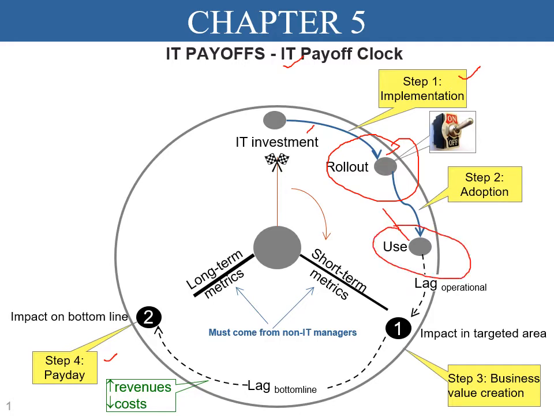So step 2 is IT adoption, meaning that the system begins to be used by the users. Users can be your customers or staff. This is the operation phase. Lag here means delay. Any lag or delay in the use of the system will impact the targeted area.